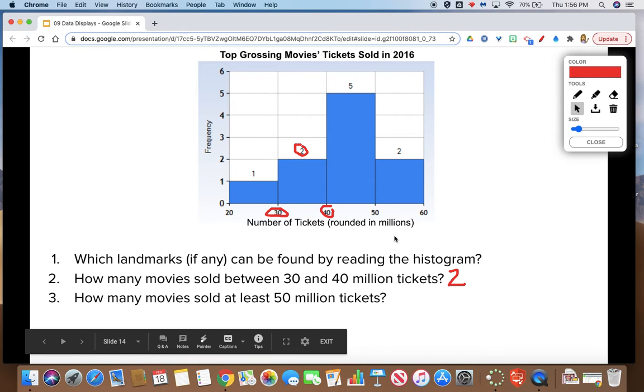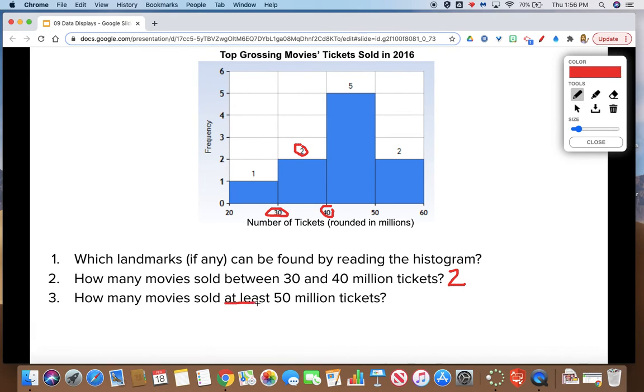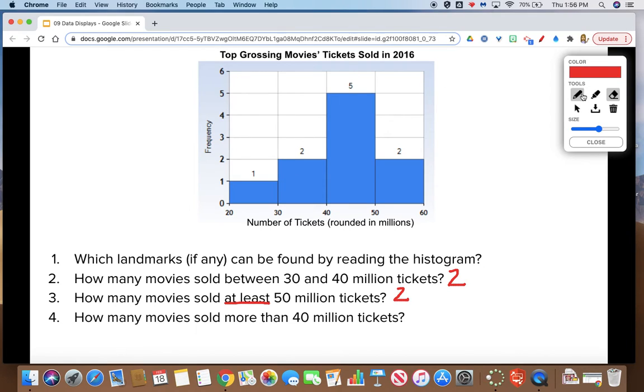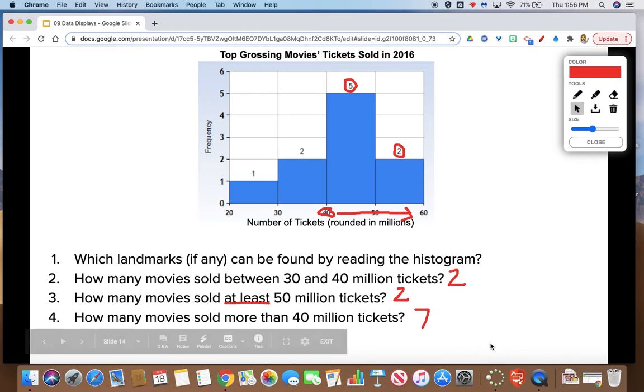How many movies sold at least 50 million? When you see the term at least, that means 50 million or more. So you want to look at all data above 50 million. In this case, it's just this one interval. Again, 2 movies. How many movies sold more than 40 million tickets? Find 40. More than 40 is all of the data above 40. So we have 5 data points in this interval, 2 data points in this interval. Together, that's 7 movies.